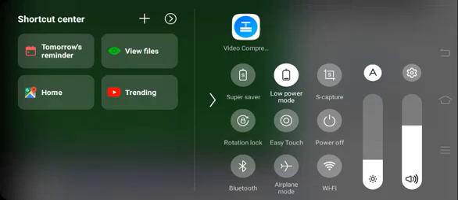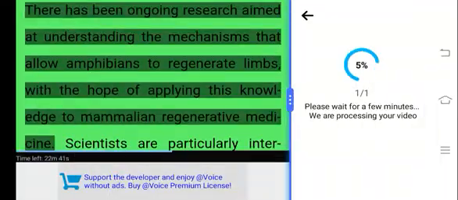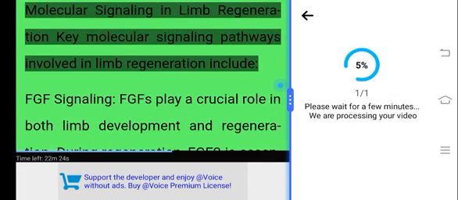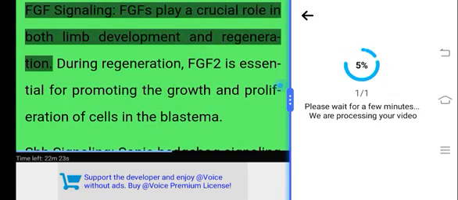There has been ongoing research aimed at understanding the mechanisms that allow amphibians to regenerate limbs, with the hope of applying this knowledge to mammalian regenerative medicine. Scientists are particularly interested in the role of stem cells and differentiation in limb regeneration. Molecular signaling in limb regeneration. Key molecular signaling pathways involved in limb regeneration include FGF signaling.